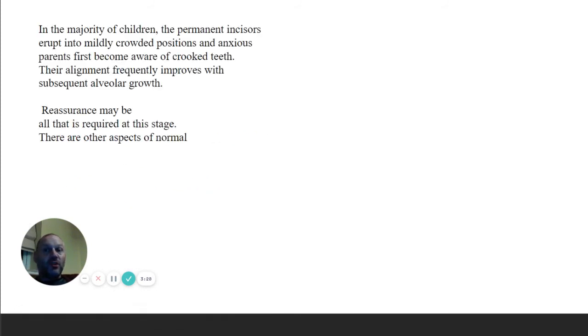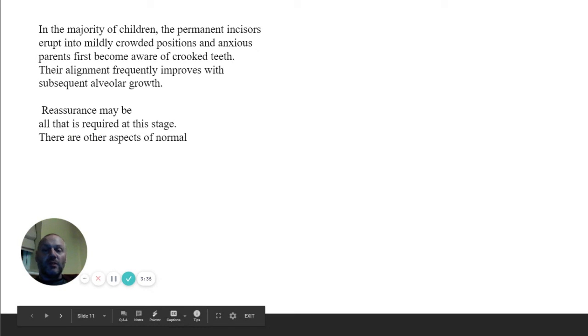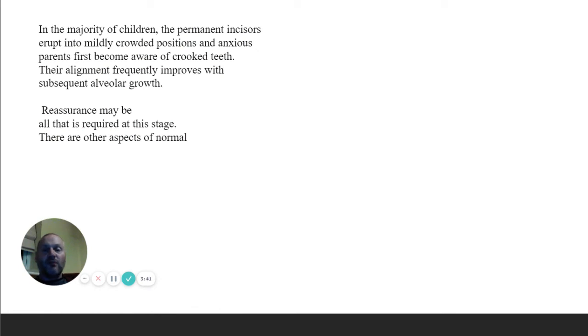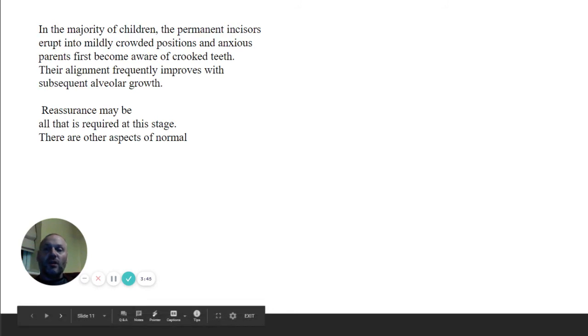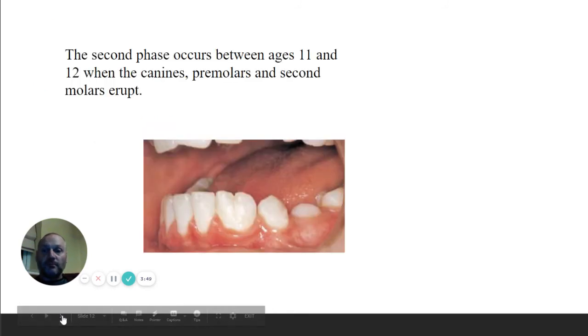But in the majority of children, the train of thought is that there will be some overcrowding, and the positions of the teeth might mean that they're crooked, and generally that can rectify itself with age and growth. There might not be any other treatment required than just reassurance at that moment. And we talked about the second phase occurring.